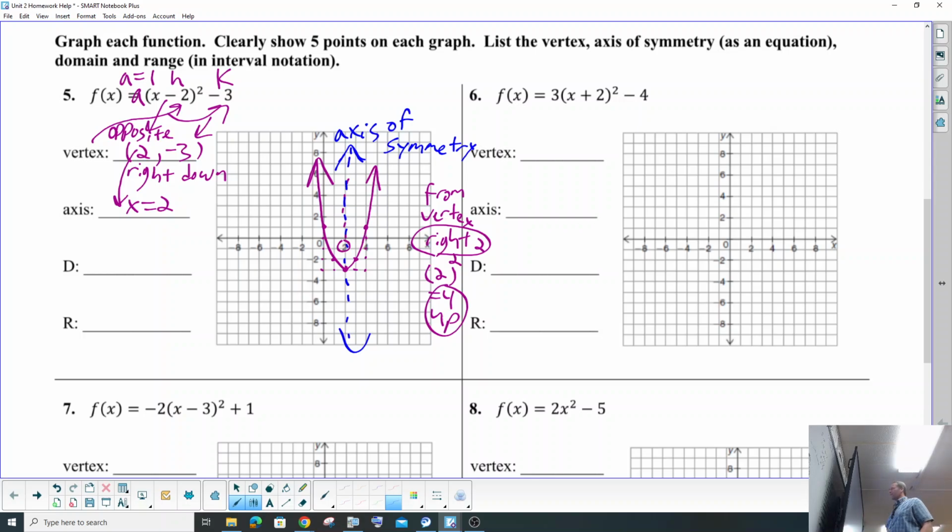Okay, so the domain for all quadratics, as we go left, we do see a value up, because it just carries on forever. So that's going to be to the left is negative infinity, and to the right is positive infinity. Now the range is a little bit trickier, right?